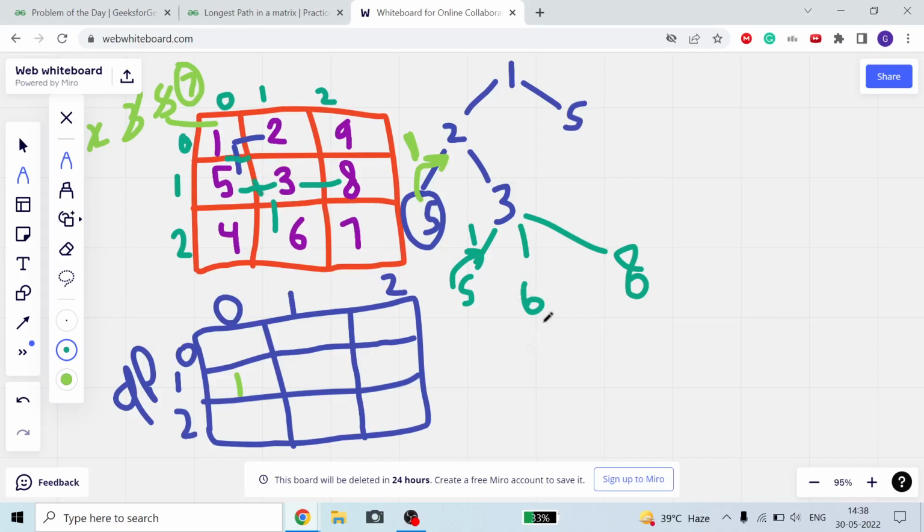Now from 6, where will we go? We cannot go to 3 or 4, this element does not exist, so we can only go to 7. Now from 7, we cannot go to 6, we can go to 8.